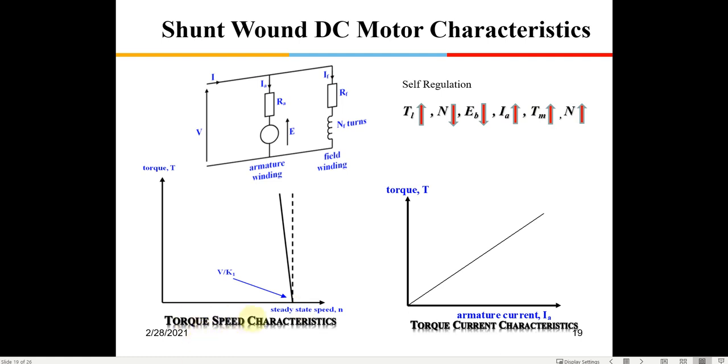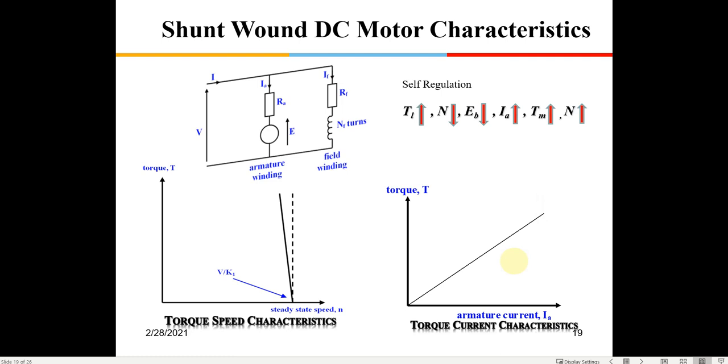If you see, this is the torque speed characteristic, and this is the torque. As the torque increases, the dotted line shows the ideal condition where the speed continues to remain the same. There will be a small change because of the other losses associated with RA, but more or less the speed remains constant. This is known as self regulation. And this is the torque and IA characteristic, where torque is directly proportional to IA and keeps increasing.